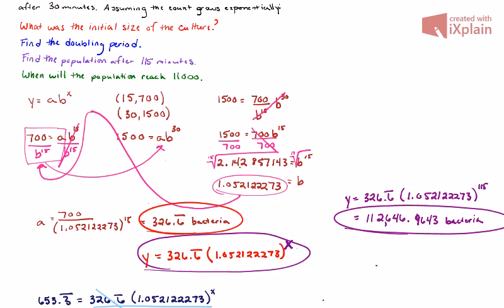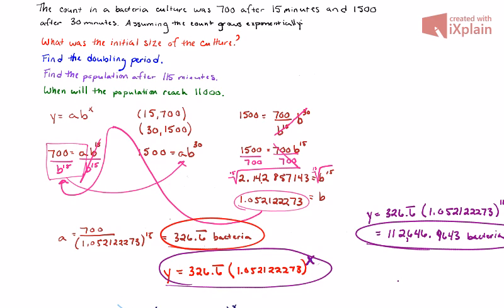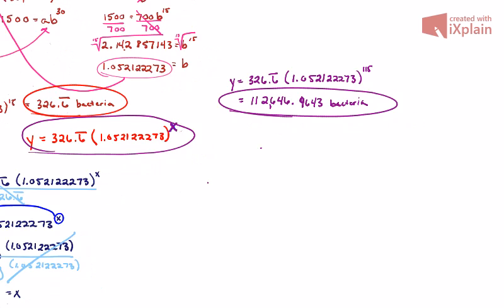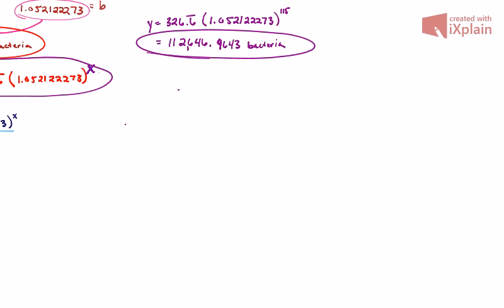Okay, and finally, to answer the last question, we want to determine when the bacteria will reach 11,000. So we need to ask ourselves, what kind of information have I been given? I have 11,000 bacteria. Which variable does that apply to, x or y? In this situation, it might be helpful to have already noted what your x variable is describing and what your y variable is describing. In this case, the y variable is referring to the bacteria count, so it is going to go into the y position.